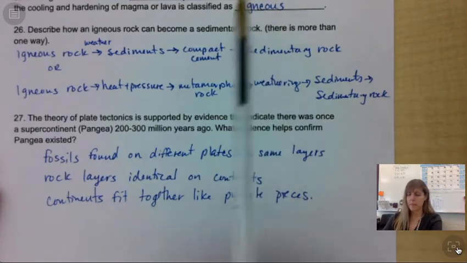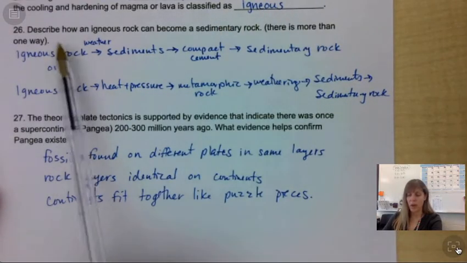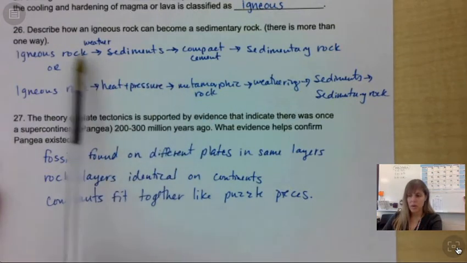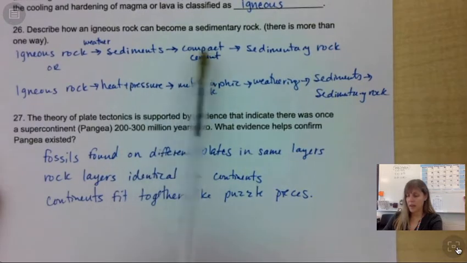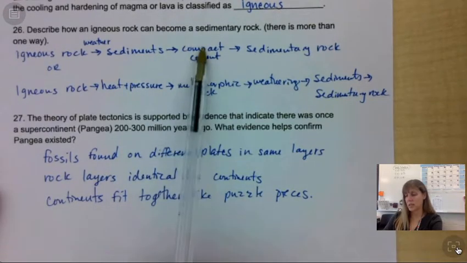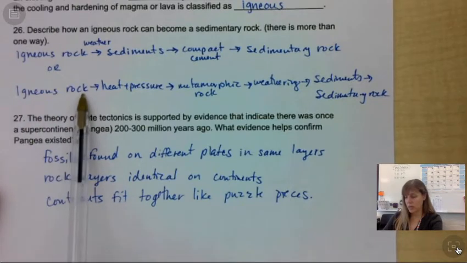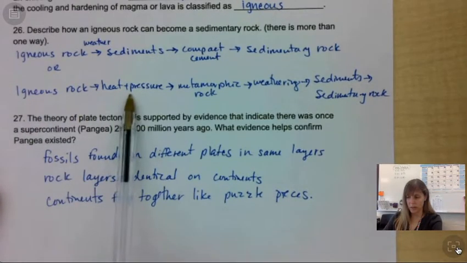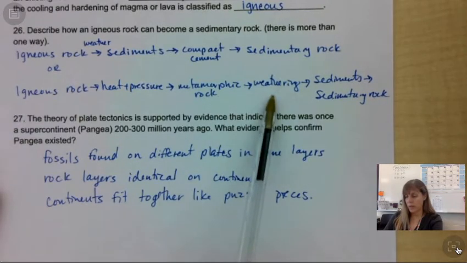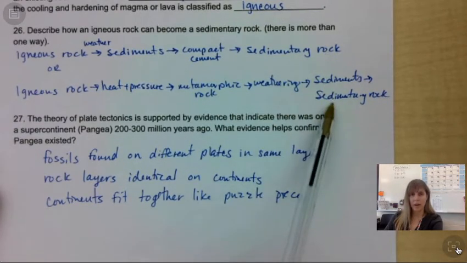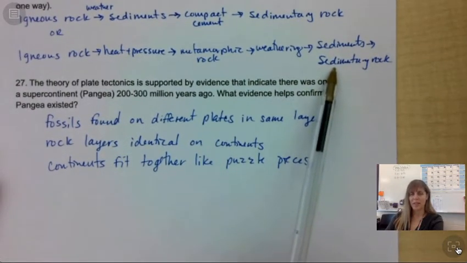All right, 26. Describe how an igneous rock can become a sedimentary rock. There's more than one way, and you might have a different way than me too. So an igneous rock could weather and become sediments, and then over time it compacts and cements together and becomes a sedimentary rock. An igneous rock could be exposed to heat and pressure, not necessarily melting, but that turns it into a metamorphic rock, which could weather, which becomes sediments, which becomes a sedimentary rock. There might be another way or two, but use that rock cycle.